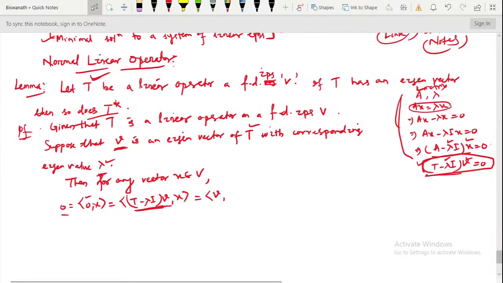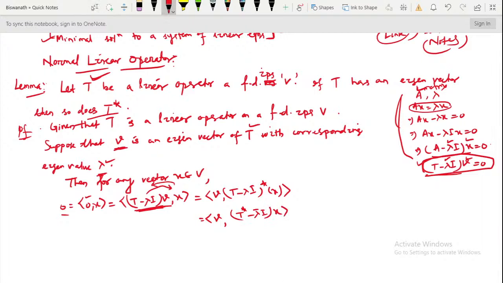So we can write this is v, and this thing we can take to the second component, the second vector, that is (T minus lambda I) star. We know already from the last class, if something changes its position from first to second or second to first, then there will be a star. So this will be (T minus lambda I) star of x. Then we can write this is v, and what is (T minus lambda I) star? (T minus lambda I) star is your T star minus lambda bar I, of x.